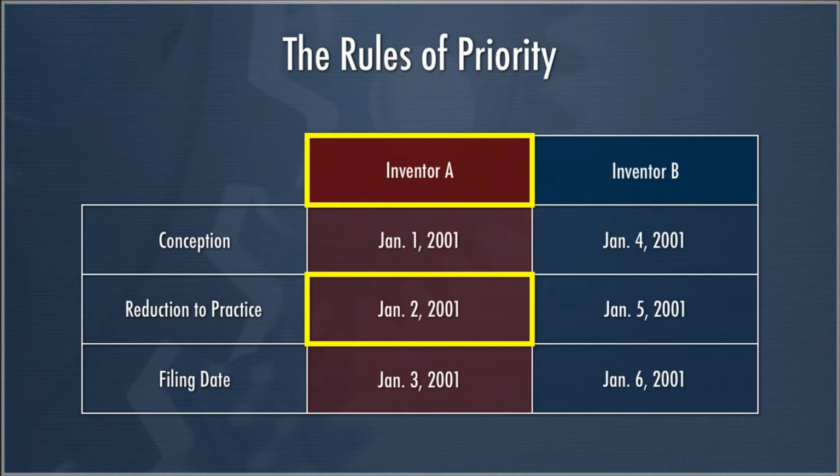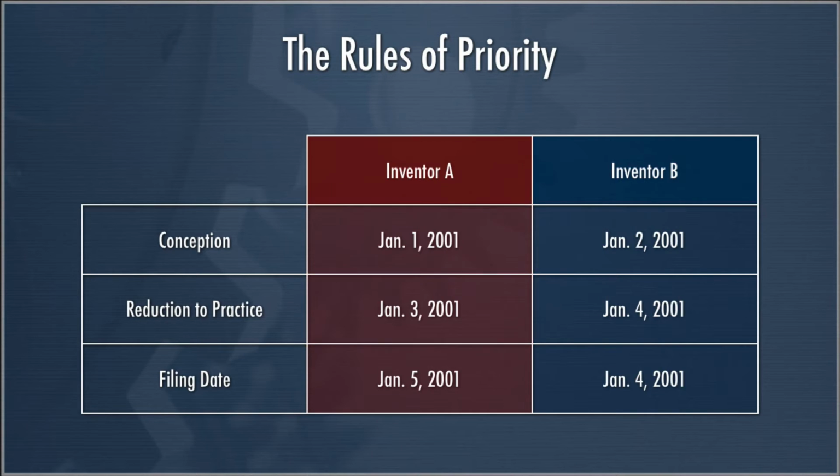Again, you could then say, do any of the exceptions apply? Did inventor B conceive first? No, inventor B conceived later. So inventor B doesn't have an opportunity, and there's no evidence here that there was abandonment, suppression, or concealment in any way, especially since there was a filing the day after reduction to practice. Right? So A clearly wins the priority here.